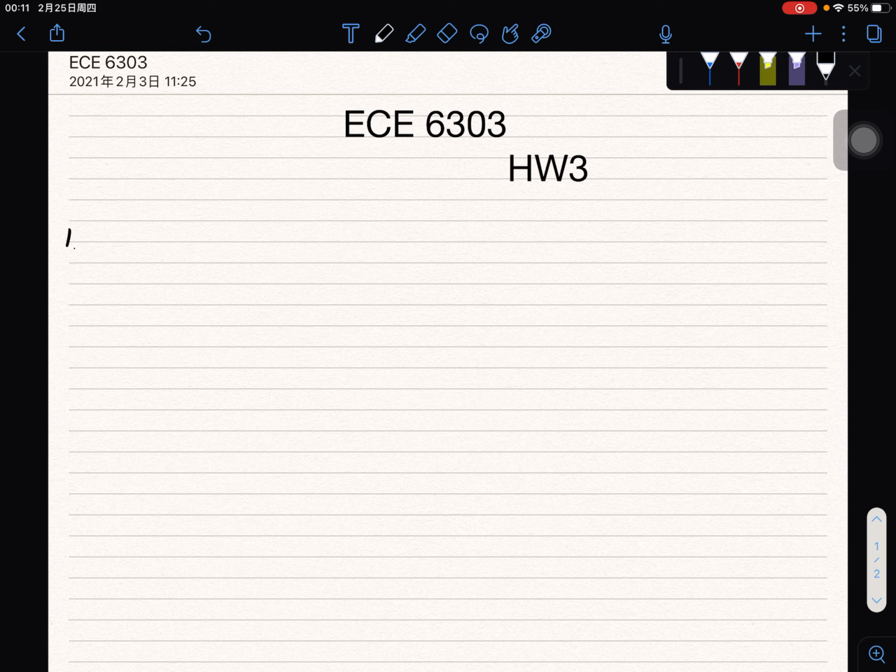ECE 6303. First question, it tells us that the probability of X equals k equals b multiply k multiply p to the k minus 1. In question A, we need to find the parameter b.